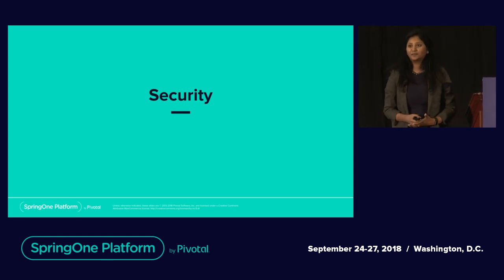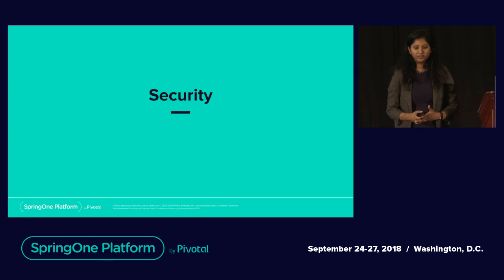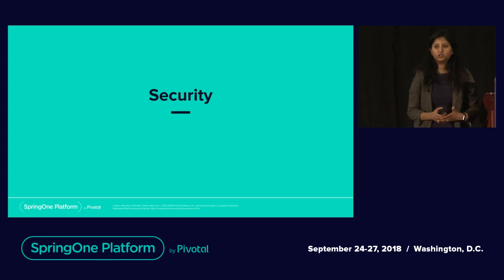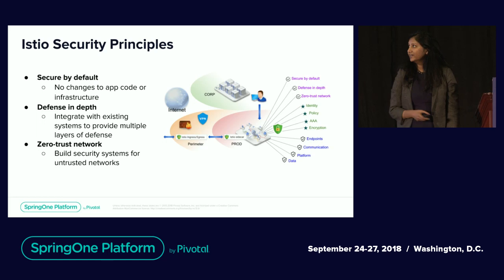Hello, everyone. I'm Shri Tumidi, and I'm the product lead for security at Pivotal. I've been with Pivotal for 4 years, but my background is in enterprise security, and before Pivotal, I was with CA Technologies working on a wide range of identity products and API gateways.